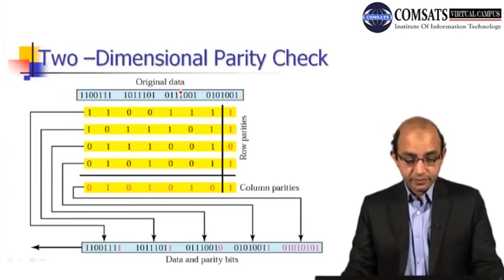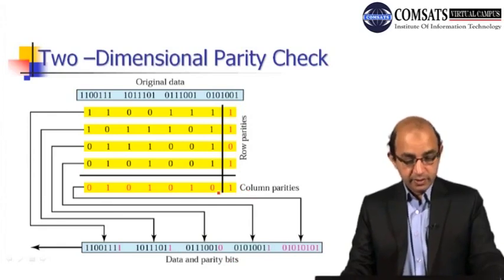Original data. And this is the row pattern, and here we have the column pattern. So 1, 1, 0, 0, 1, 1. So this is the parity, and here we have the data and parity bits. So 1, 1, 0, 0, and this is the parity. And here we have the column parity.